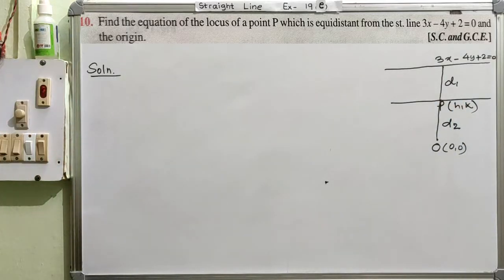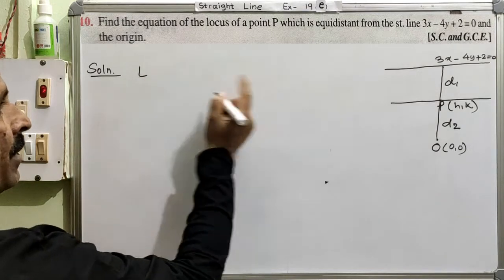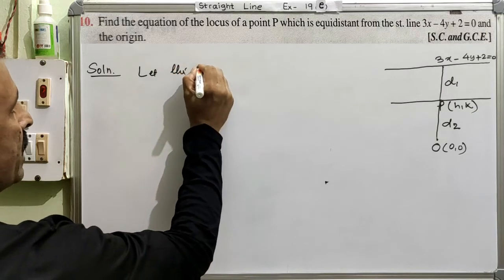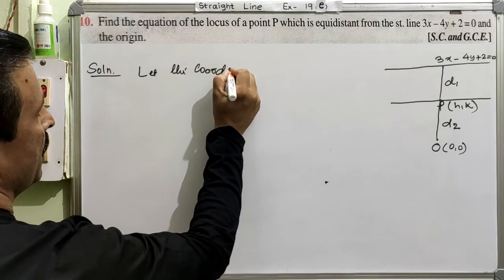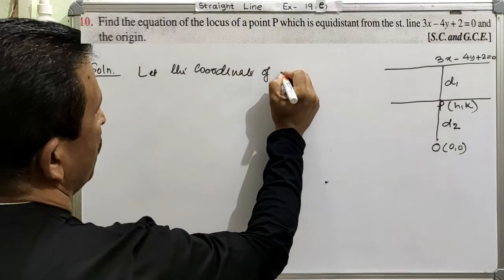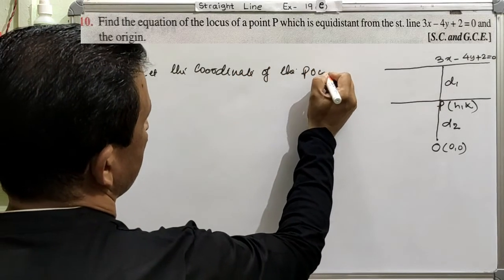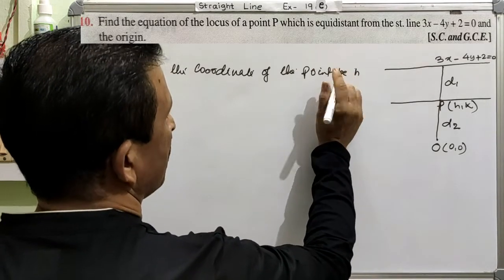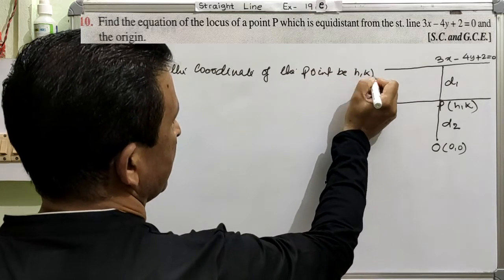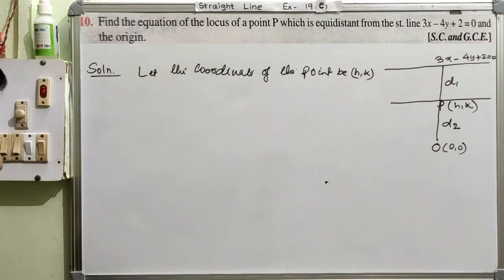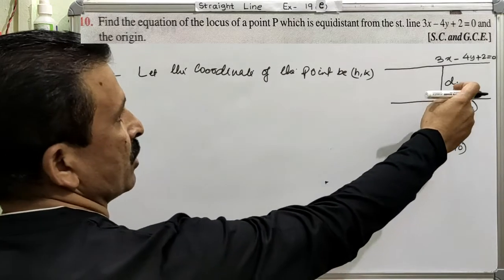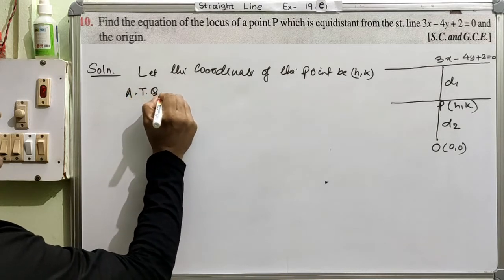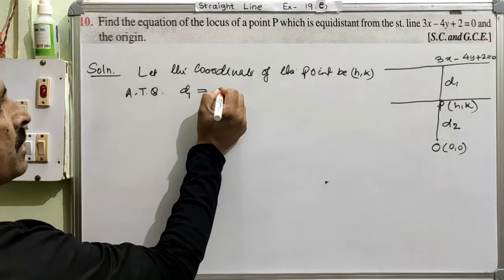Clear? So we can say, let the coordinate of the point, we have assumed the coordinate of the point as h and k. So this is the coordinate. Is this clear? Now according to the question, D1 is equal to D2.